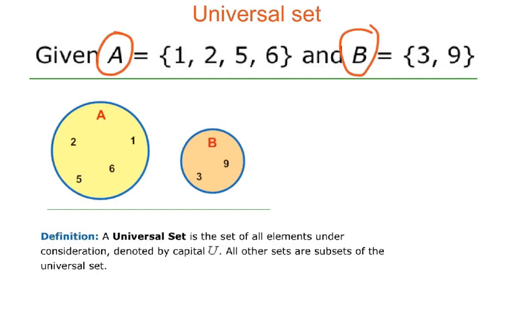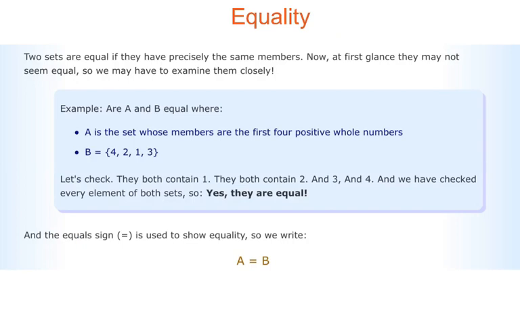So we can use a Venn diagram to represent this information. However, you notice these two sets did not overlap. I'm going to ask you the question why they did not overlap. And I'll answer you in a next slide. So again, let's read this. A universal set is a set of all elements under consideration denoted by capital U. All other sets are subsets of the universal set.